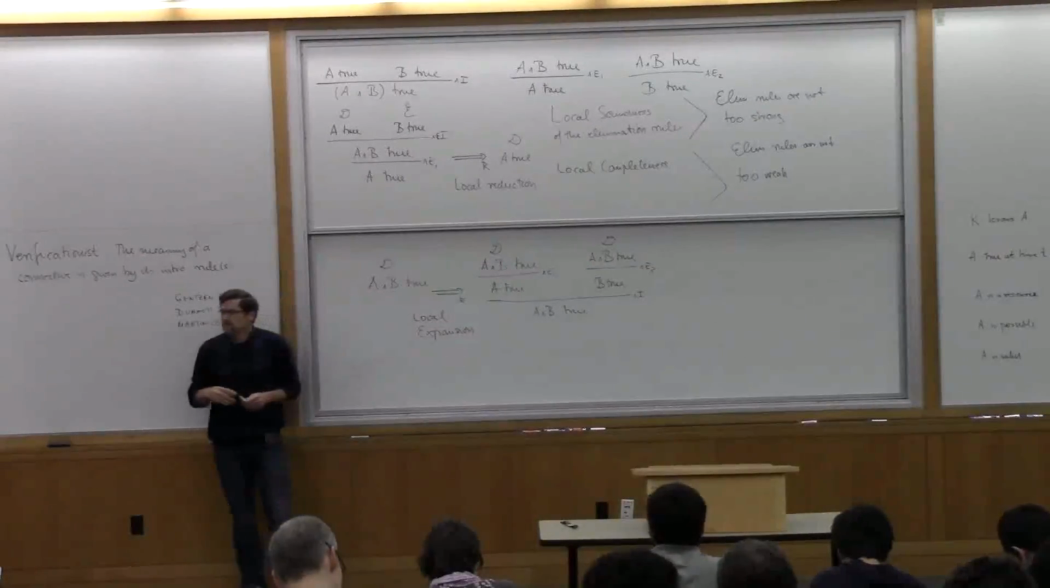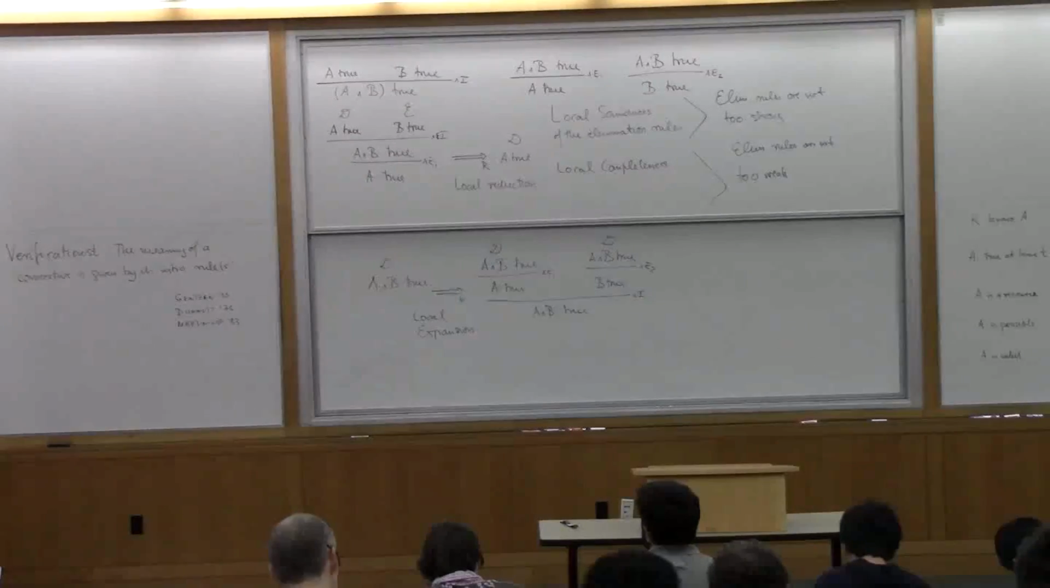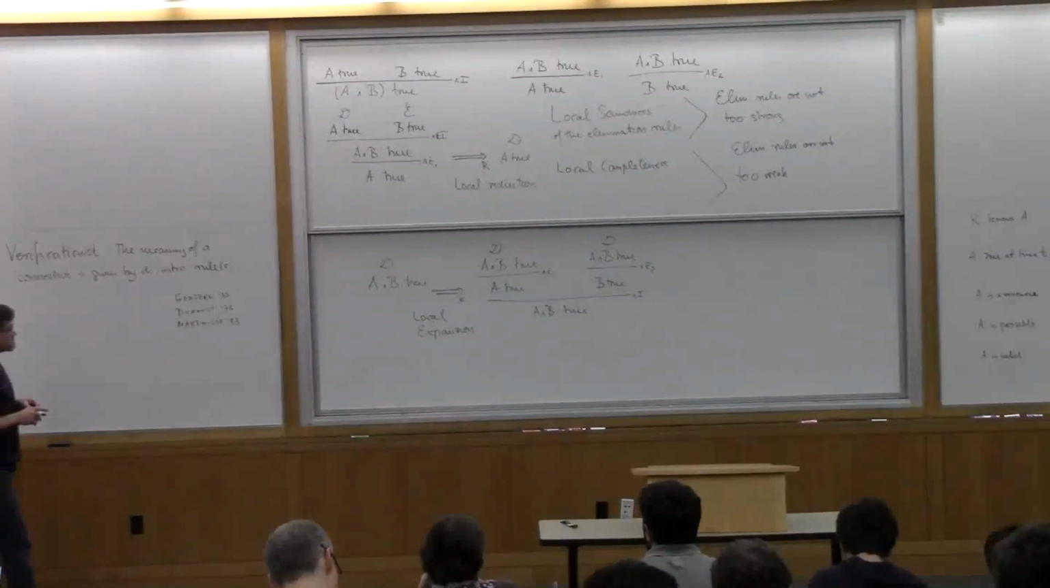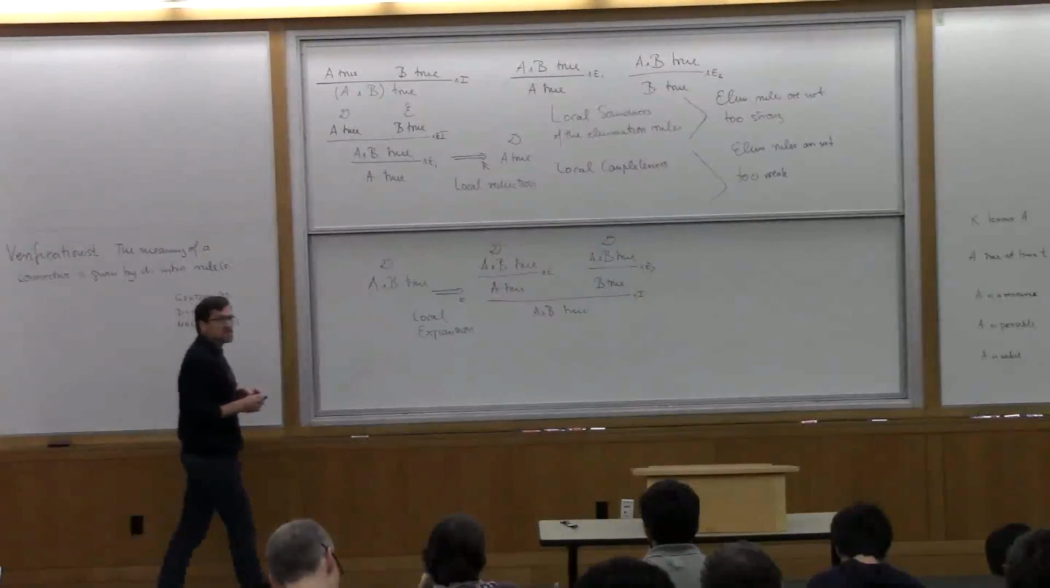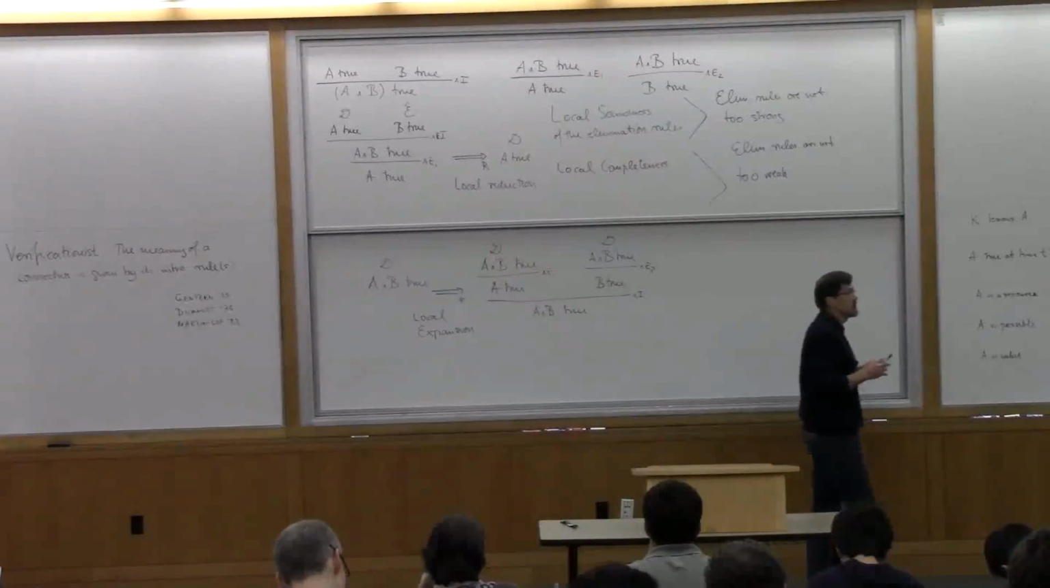And the local expansion is a witness for the completeness of the rules. It's called an expansion because you see the proof on the right-hand side is larger than the proof on the left. Okay, so interesting fact, just to give you some connection to programming languages.